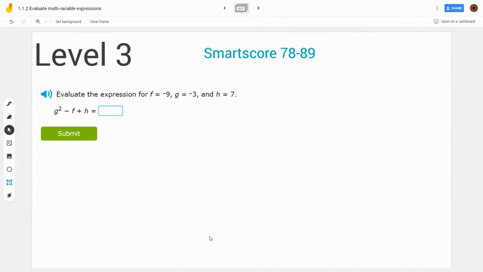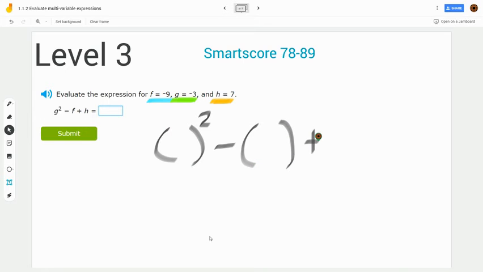Let's take a look at another level 3 problem. This one's got 3 variables. f is negative 9, g is negative 3, h is 7. Let's set this up with parentheses at first. We've got g squared minus f plus h. Let's plug those in. f is negative 9, I'll put that in the middle. g is negative 3, that goes in the front spot. And then h is 7, so that'll go in the end.